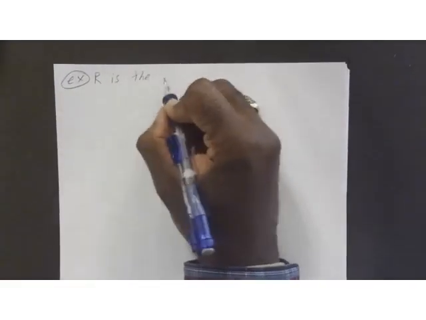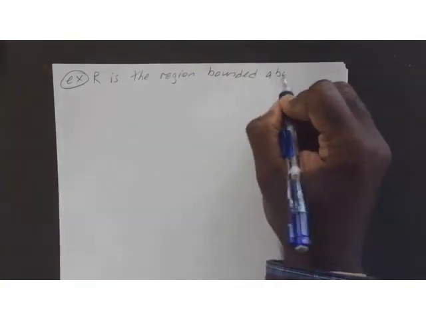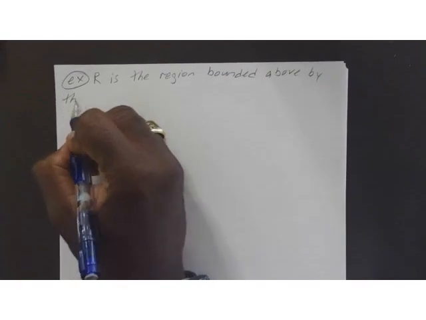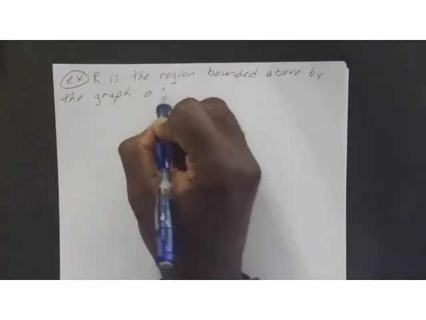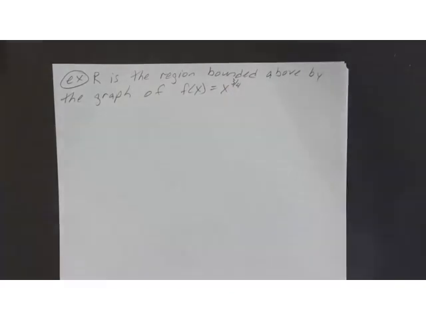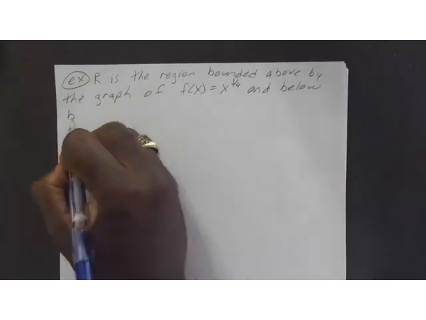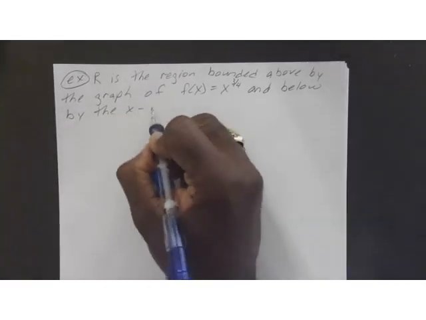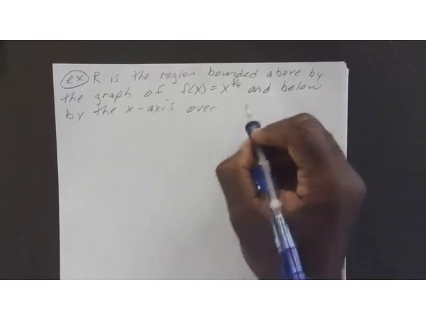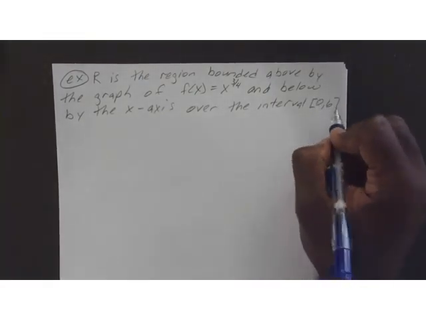So let's say, for example, we have a region R, so R is the region bounded above by the graph of f of x equals x to the 3/4 power, and below by the x-axis, over the interval from x equals 0 to x equals 6.